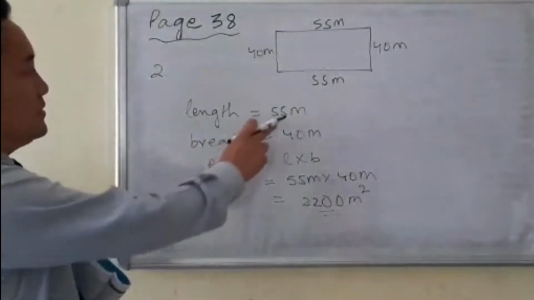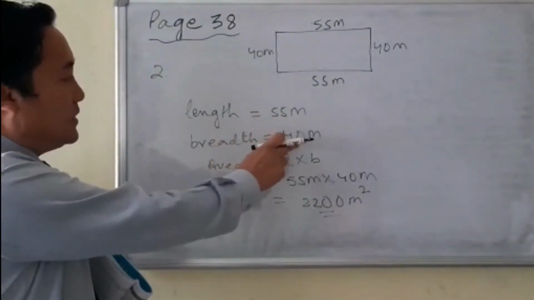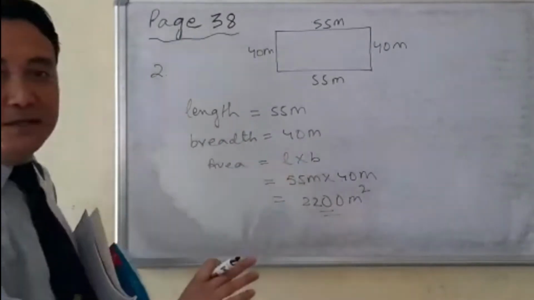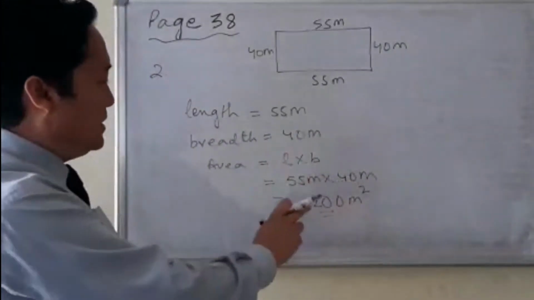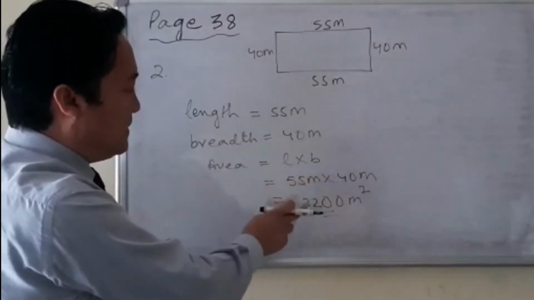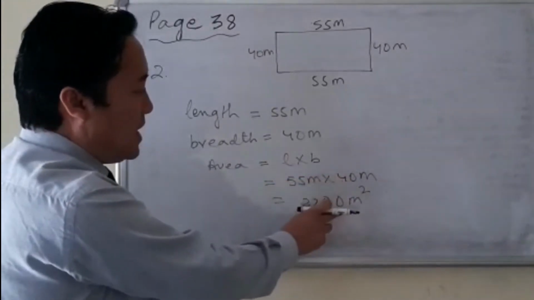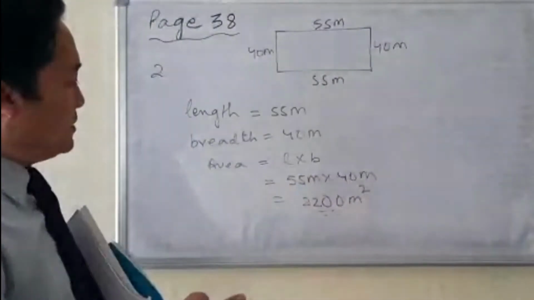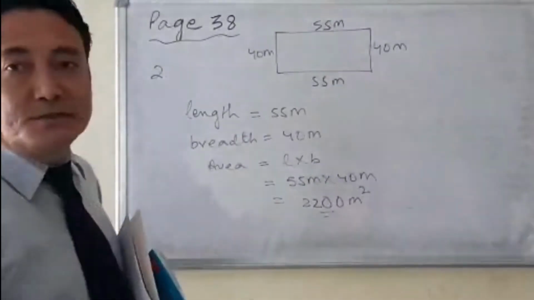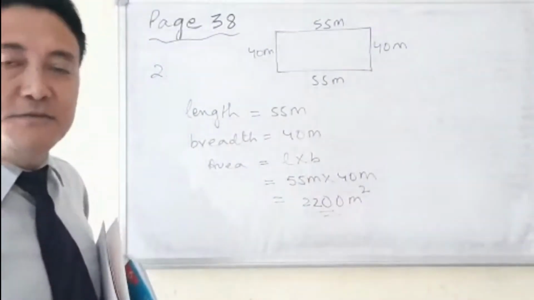So length equals 55 meter, breadth equals 40 meter, area equals length into breadth. Length is given as 55 meter, breadth is given as 40 meter. So multiply 4 into 55, that is 220, and add one 0, so it becomes 2200 meter square. This is the area of the rectangular field.